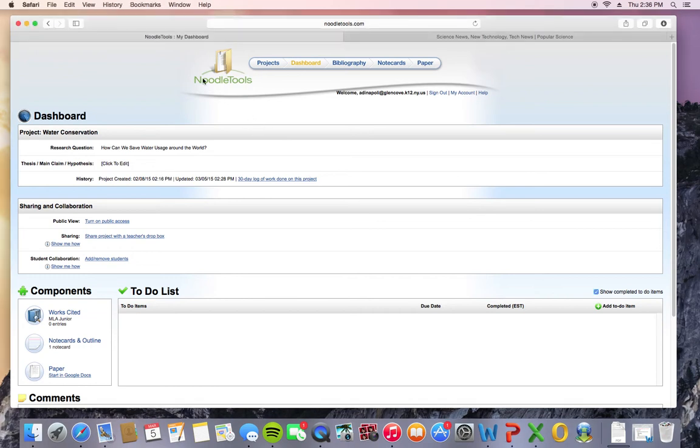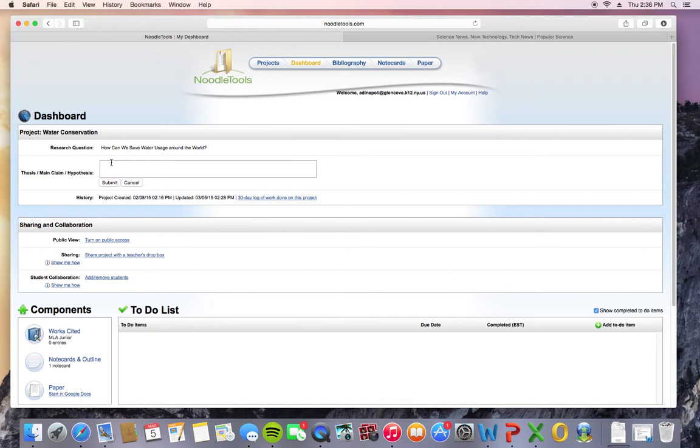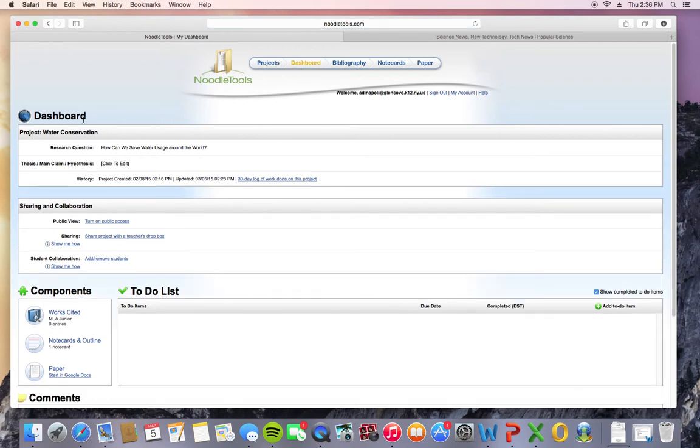All right, so this is the time when you guys are going to start writing your thesis for your papers. The best way to write your thesis, and the thesis, as we discussed in class, is mainly what your paper is about. It's the central idea of your entire paper. The thesis is going to go right into this box when you're on your main dashboard for your project.